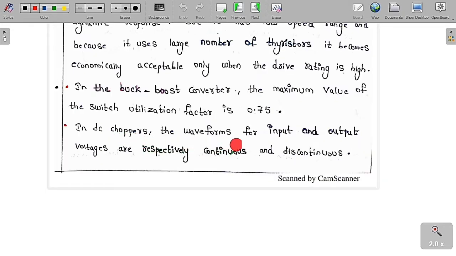In DC choppers, the waveforms of input and output voltages are respectively continuous and discontinuous. You can see clearly, the input is a fixed DC, so it is always continuous. Whereas the output, with the help of switching, we make discontinuous, sometimes non-zero, sometimes zero. So it is called discontinuous. Input is always continuous, whereas the output is discontinuous.